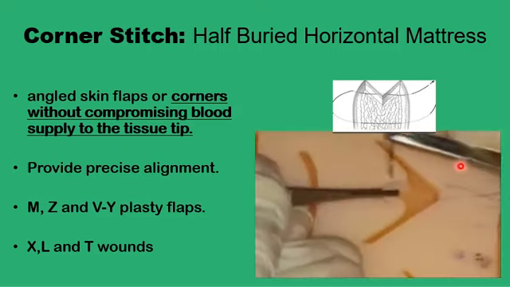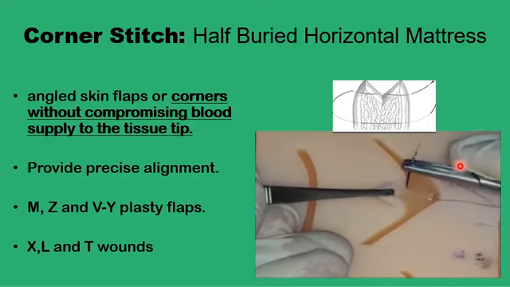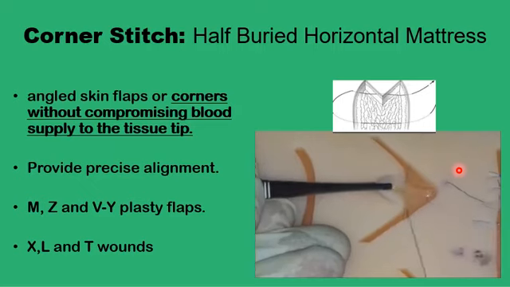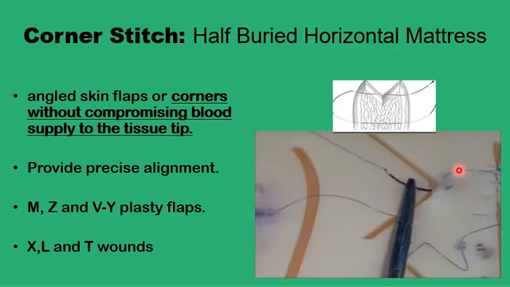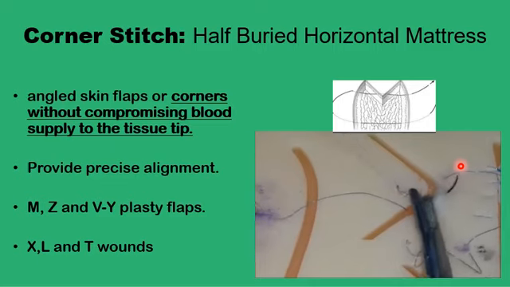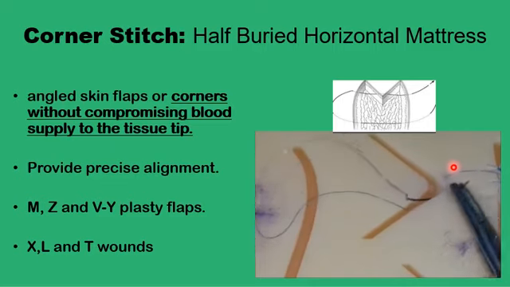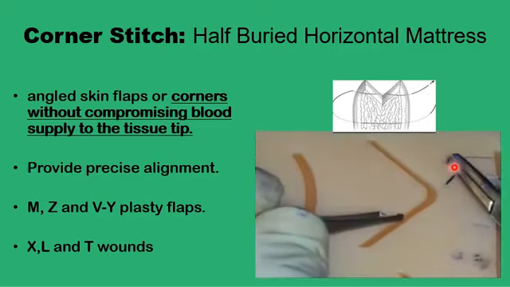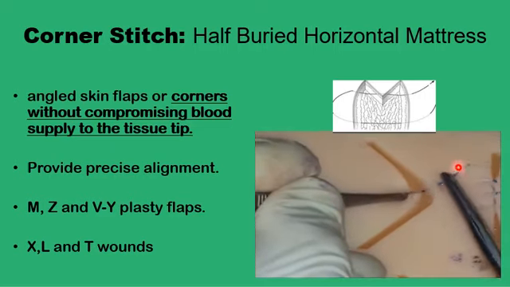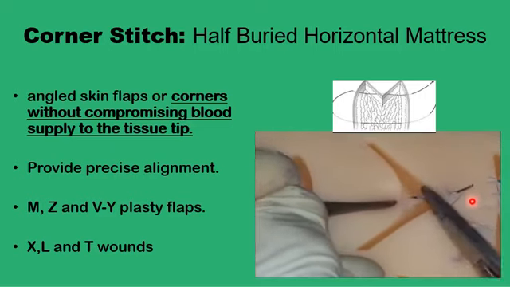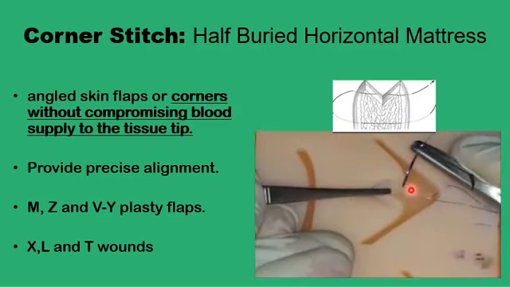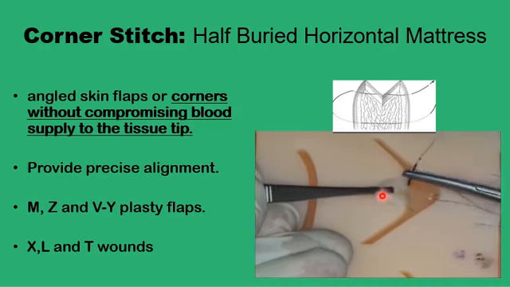So we start from the wider side, puncturing the skin perpendicularly, and then come out, and on the angled side, 4 millimeters from the tip, you go subcuticularly, just in the dermis, come out from the other side without puncturing the surface of the skin, return back to the wider side, and now you have a horizontal matrix suture. Half of it is buried under the tip of the corner stitch.